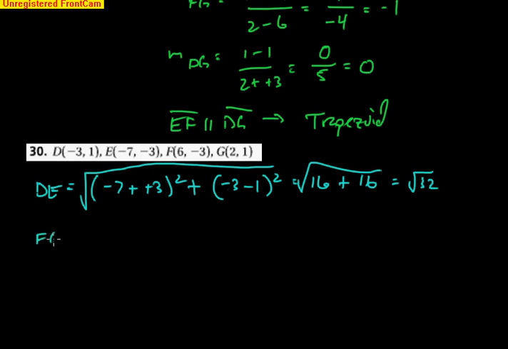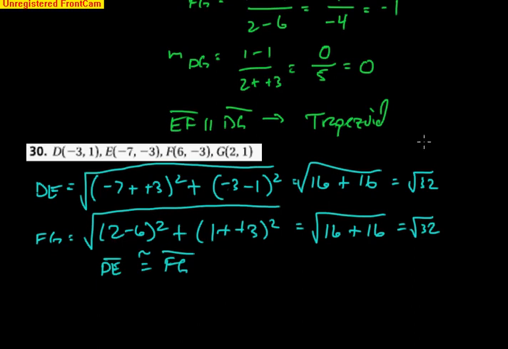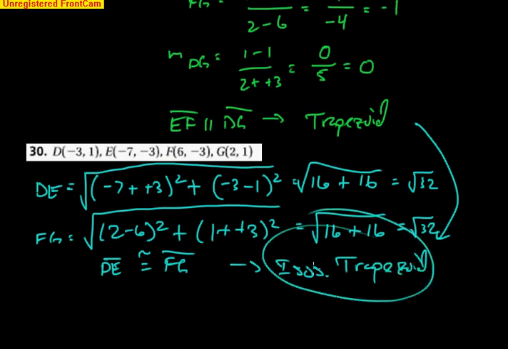Now go to the other leg. The other leg is FG. X is first. 2 minus 6 squared plus 1 minus negative 3 squared. 2 minus 6 is negative 4 squared is 16. 1 plus 3 is 4. 4 squared is 16. That is the square root of 32. Hey, what does this mean? This means that the legs are congruent. DE is congruent to FG. I am not just a trapezoid. I am an isosceles trapezoid.